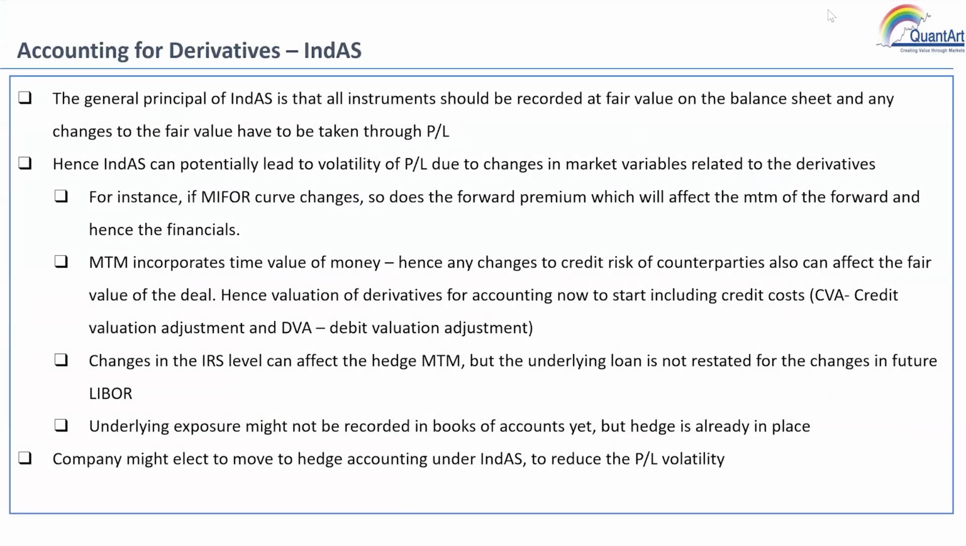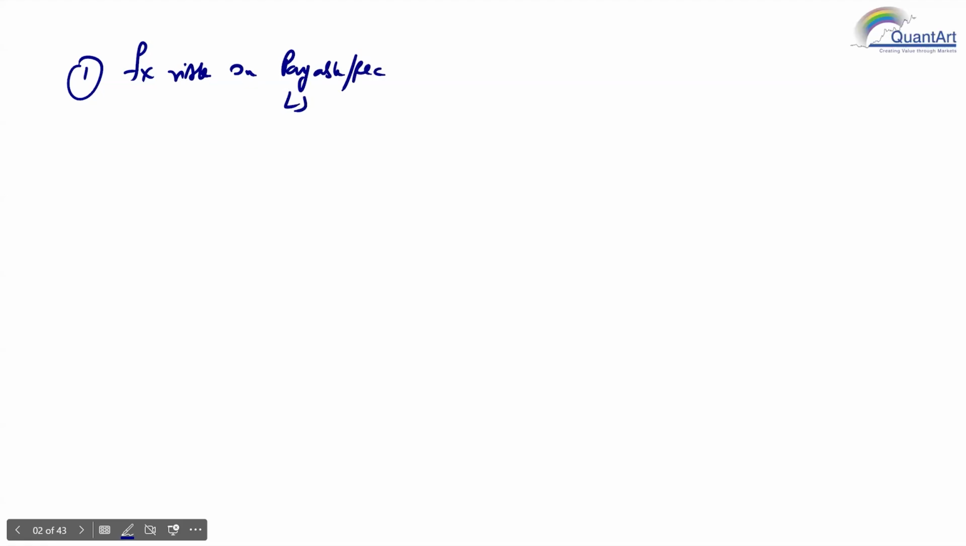Let's understand the context of what hedge accounting is. But before that, let us understand the broad accounting treatment of any derivative that we do. So what are the various financial risks that we have, from FX and rates? One, we have FX risk on payables and receivables. I'm talking about revenue and payables. This is the rate items.